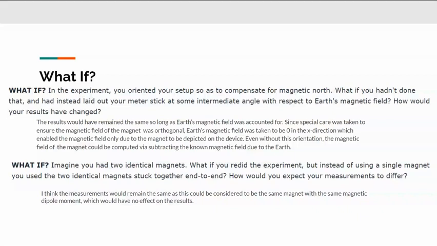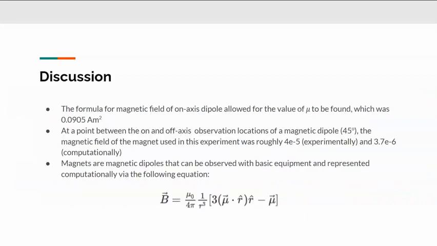And for the two identical magnets, this one was pretty tricky for me because I ultimately decided that instead of having the magnetic field be twice as large, it'd be the same because the magnetic dipole moments would be the same for both the magnets. And so it would just act as one magnet instead of two separate ones. But I guess it may depend on how it's oriented. I really don't know. That'd be future consideration.